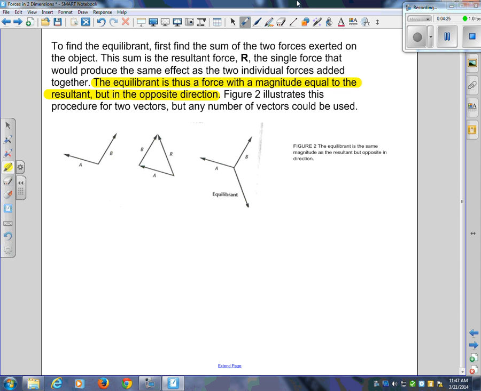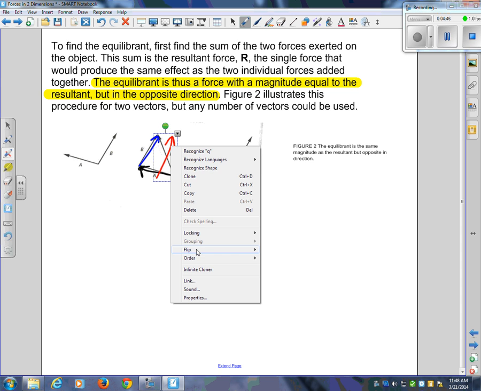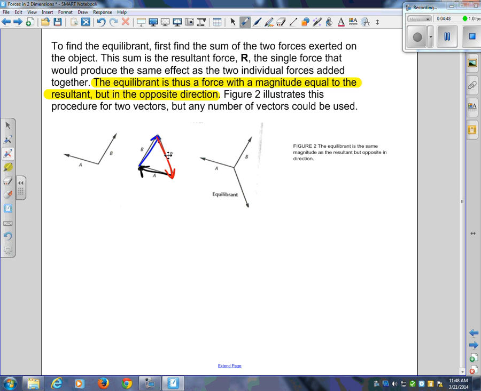And so once again, there's A, there's B. So you add A and B by doing what? Placing them tip to tail. Your resultant is that one there, and then you simply take that and flip it in the opposite direction, and that, my friends, is known as the equilibrant.